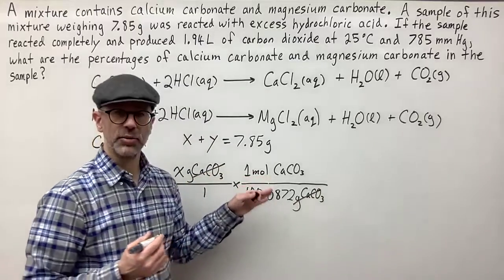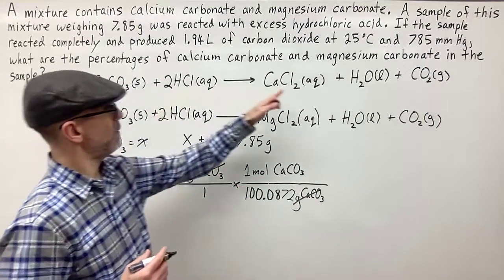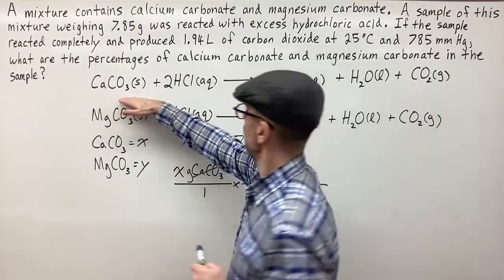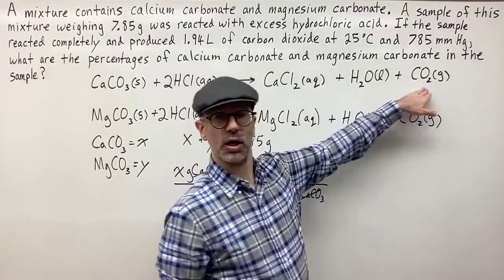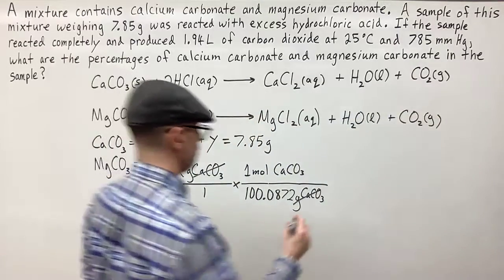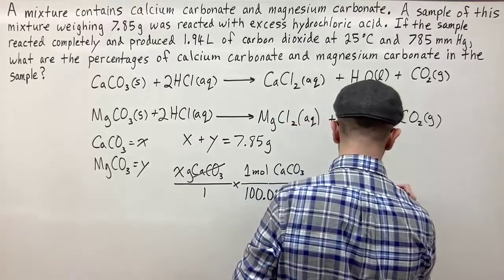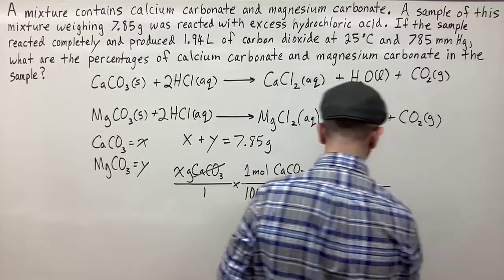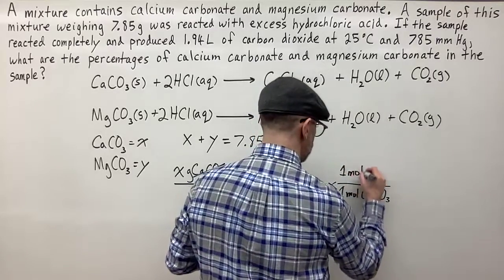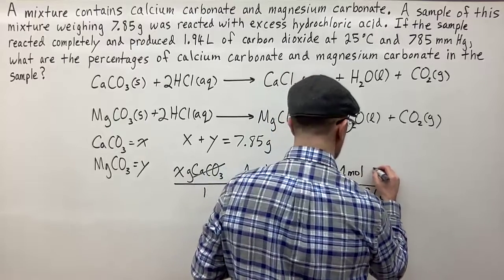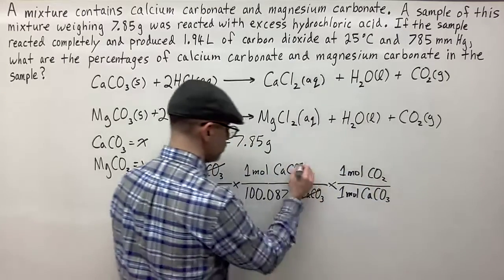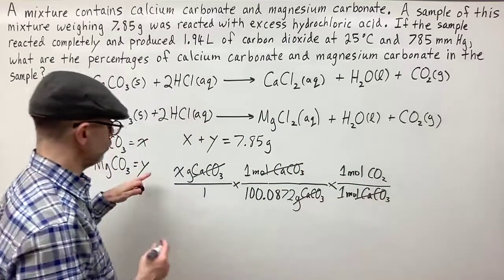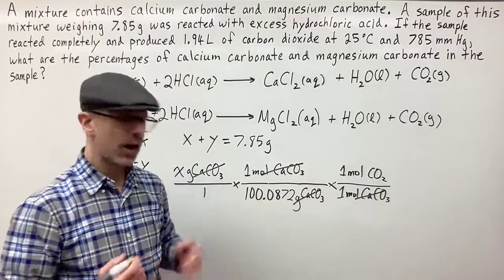Now that I have moles of calcium carbonate, now I can use the mole ratio in my balanced equation. So you can see here that 1 mole of calcium carbonate is going to give me 1 mole of the carbon dioxide. So it's 1 to 1. So 1 mole of calcium carbonate on the bottom and 1 mole of the carbon dioxide on top. So moles of calcium carbonate cancel out. And now I have moles. So now all I need to do is multiply across the top, divide by the bottom, I get my answer.